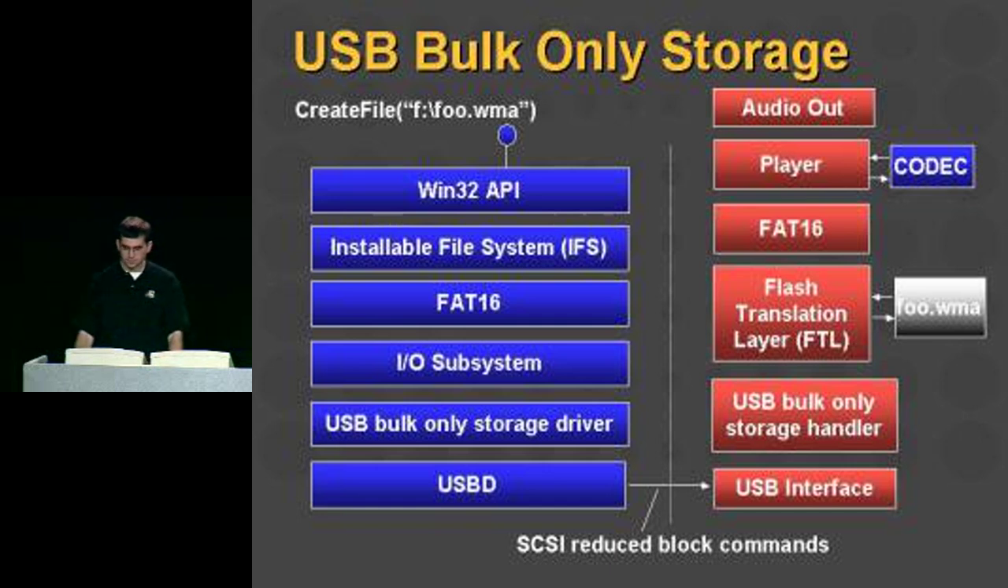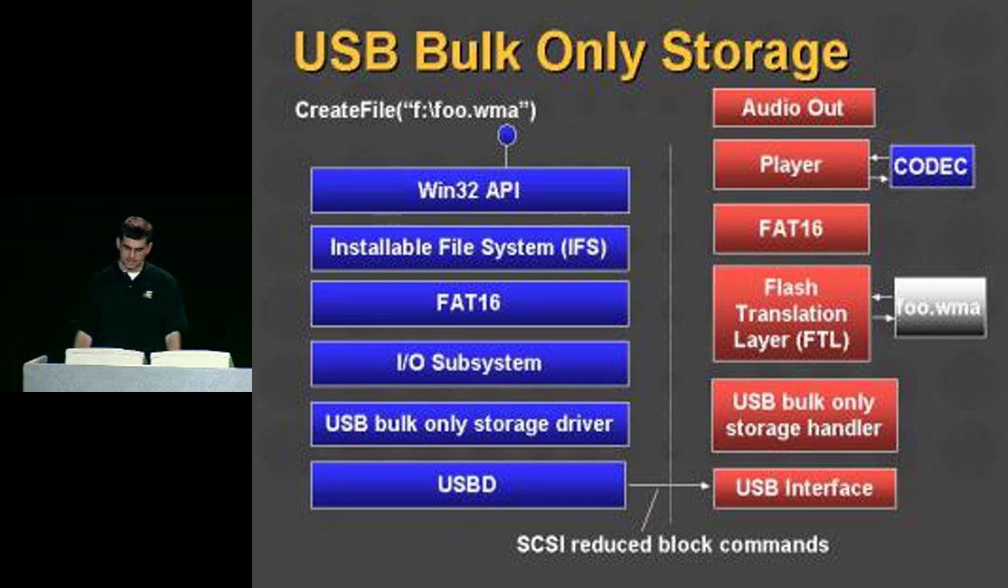So if you want to talk to a device that has a FAT16 file system on it over USB, the FAT16 file system will get loaded. Then a USB bulk-only storage driver will get loaded. The difference between these layers is this USBD component. This is the lowest level of USBD, the USBD stack on the PC, and all USB drivers make use of this. This is the thing that actually formats the USB request packets and communicates with the wires to send them out.